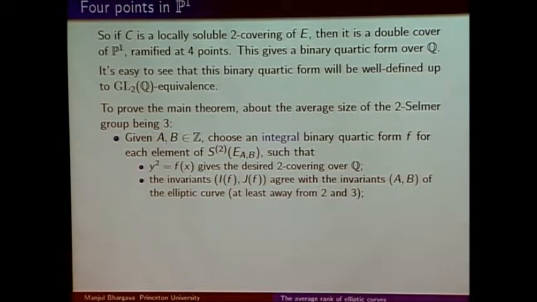At least away from 2 and 3. You can't actually get it at 2 and 3, but luckily that's only 2 primes, so you deal with it. And so what we've done is that to each 2-Selmer element of elliptic curves E_AB, we've produced an integral binary quartic form that corresponds to it. And now we just want to count those integral binary quartic forms of bounded height, because bounded height will correspond to bounded height on the elliptic curve, because we've made the invariants match up.